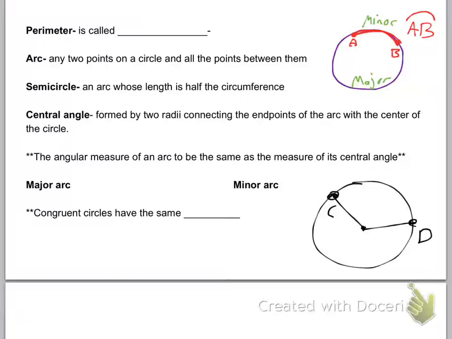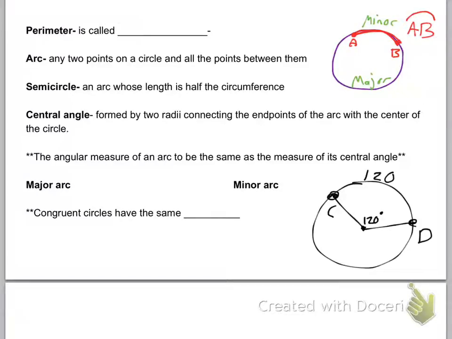But here's the cool thing. If I went in here and said that this arc, the minor arc, was, I don't know, let's say 120 degrees. If the central angle, that's the central angle, the central angle is 120 degrees. This note right here says that the angular measure of the arc is the same as its central angle. That means if this angle is 120, the arc is how many degrees? 120. So wait a minute.